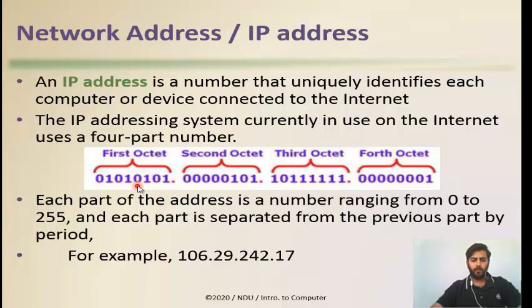So we have 4 octets available when working with IP addressing, and the range of each octet starts from 0 and ends with 255. It means if you see a number more than 255 in any of our octets, that is not a true IP address. This is one example of an IP address. There is no number more than 255 available here.